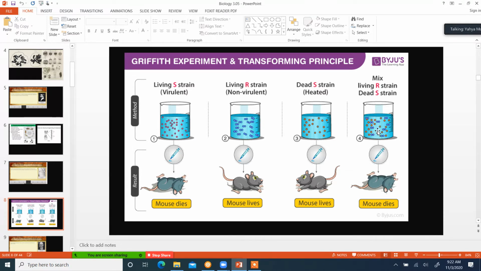So what does this mean? Anyone have any ideas? What did he figure out from this? What does this experiment show? You can't mix genes from different people, okay? Yusuf, what do you think?